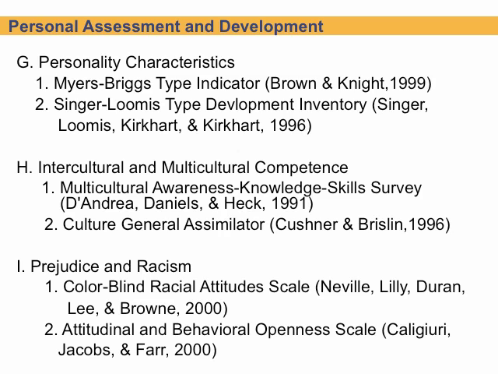For prejudice and racism, there's an instrument called the Colorblind Racial Attitude Scale that was finalized in 2000, and then the Attitudinal and Behavioral Openness Scale from 2000 as well. So some good ones on that if you're measuring those tendencies in a group.